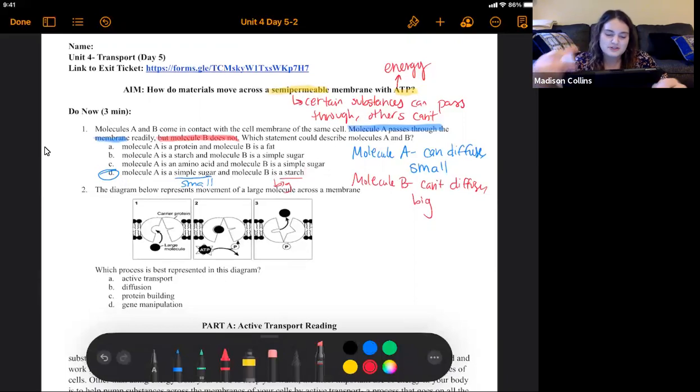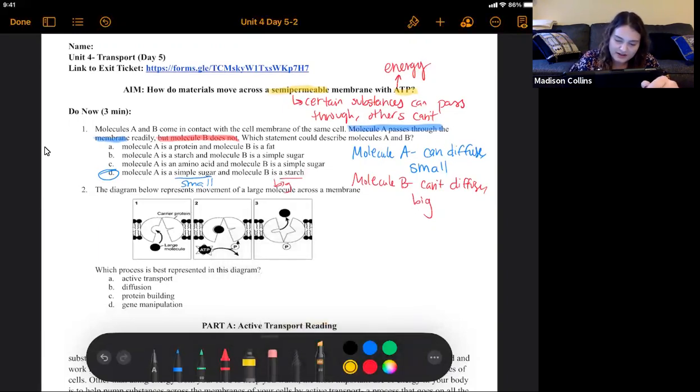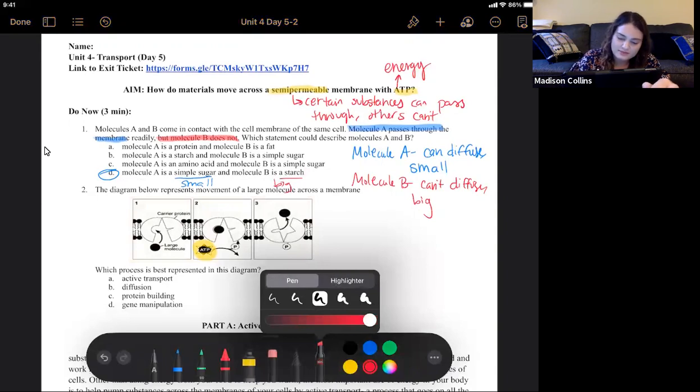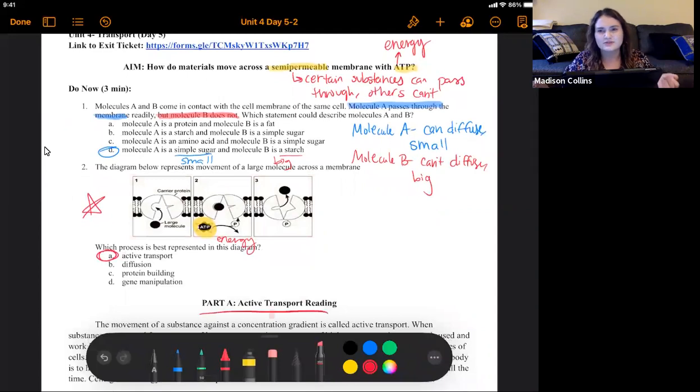All right, question number 2, the diagram below represents movement of a large molecule across a membrane. Which process is best represented in this diagram? So the most important feature that you need to note from this diagram is that it requires this molecule of ATP. So because energy is required for this process, this is going to be an example of active transport because energy is needed. So I'm actually going to put a pause on that picture. We're going to come back and discuss this after we figure out what exactly is active transport.